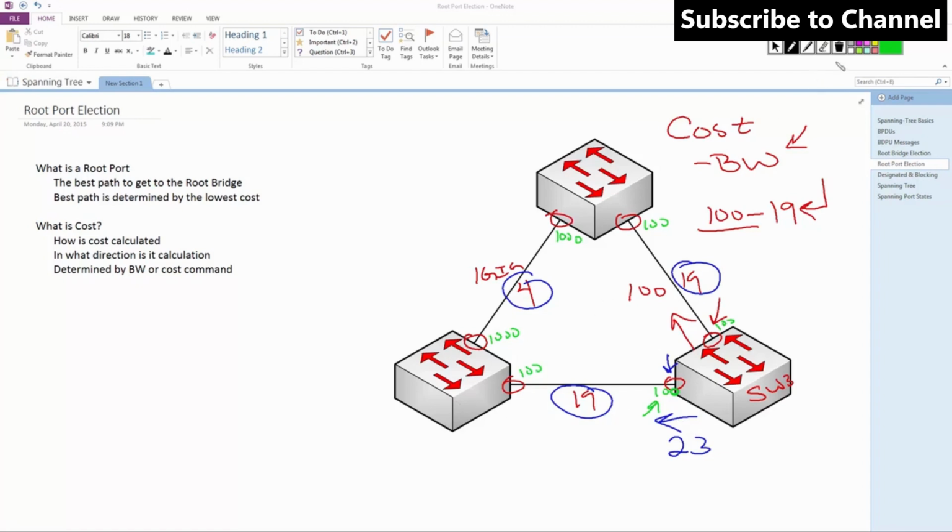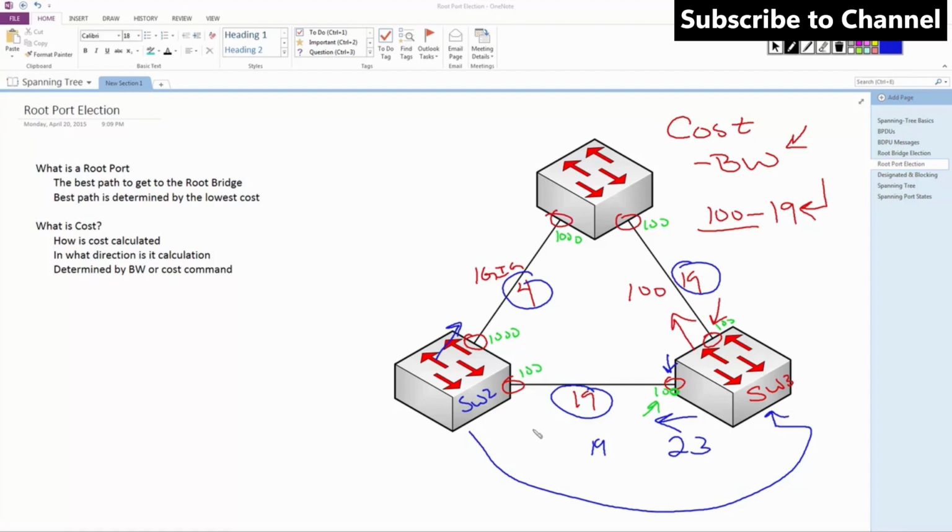But switch 2 over here, remember we have BPDUs coming back and forth. So switch 2 has sent this information over to switch 3. Switch 3 looks at that BPDU and switch 2 says, oh, by the way, my cost to get to the root bridge is 4. Because as switch 4 is going out this link, he's calculating this as 4. He shares that with switch 3 over here. So when switch 3 sees that information, switch 3 says, well, my cost to get to you is what? Well, it's 19.